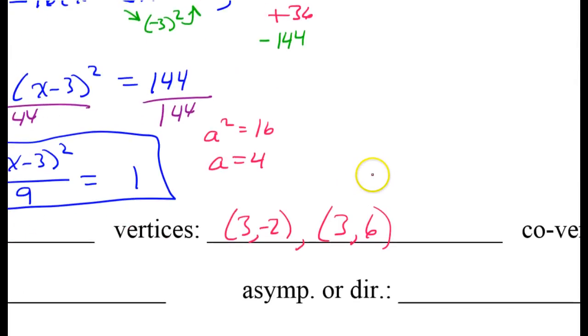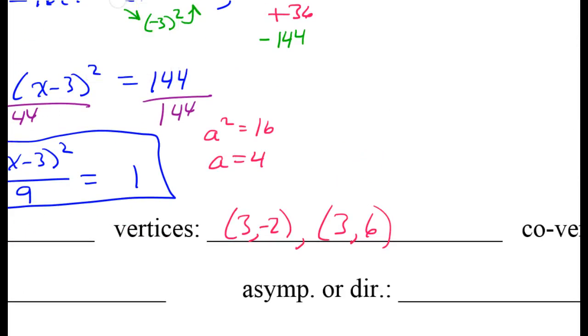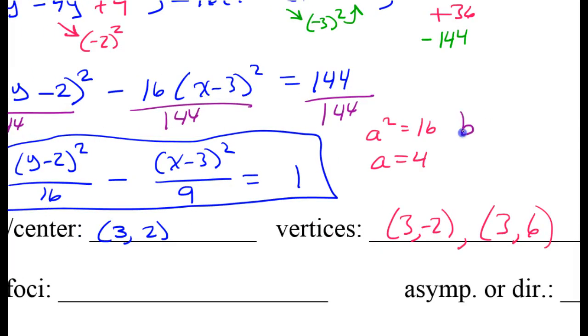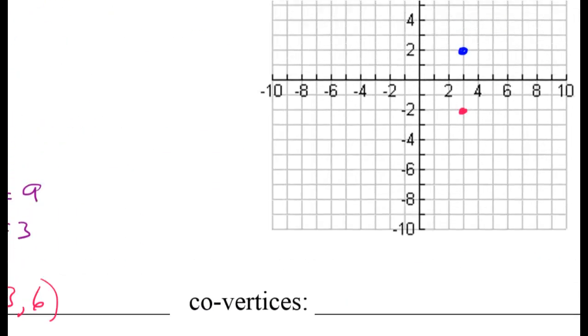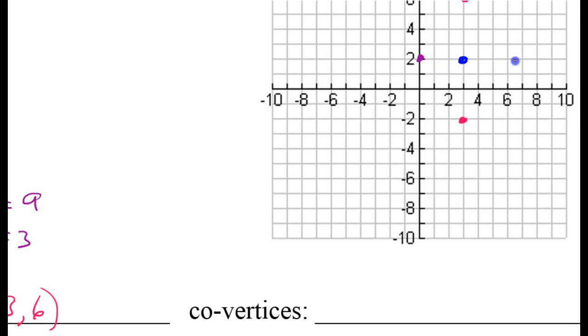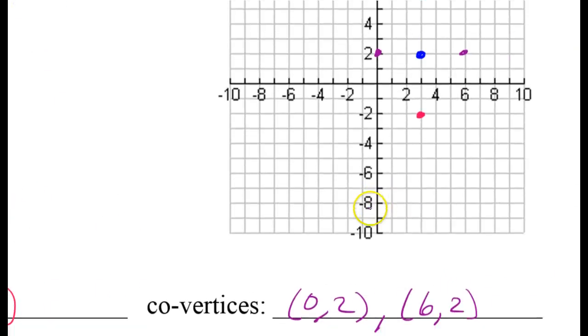All right, for the covertices, I need to find b. So I know that b squared is going to be the second denominator. So that means b is equal to 3. Because the 9 is with the x term, I'll do my plus and minus 3 in the x direction. So starting at the center, I will go left 3 and right 3. So that's 0, 2 and 6, 2. So those are my covertices.